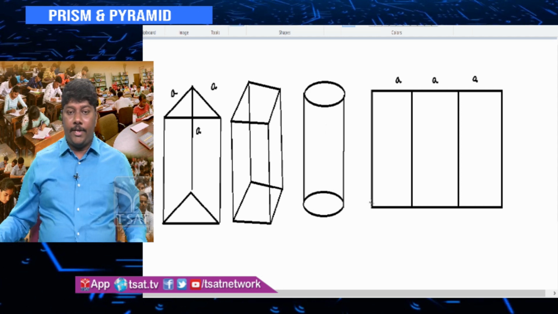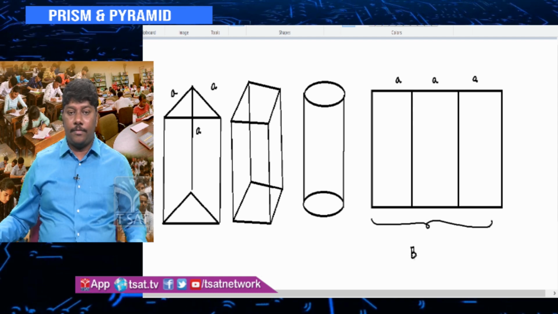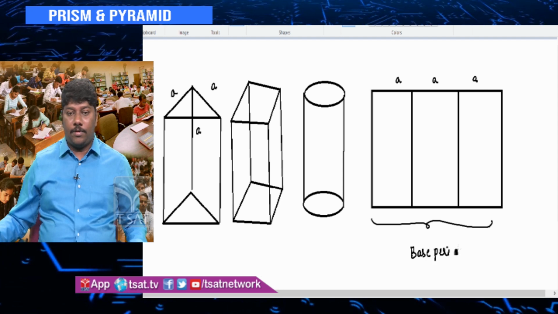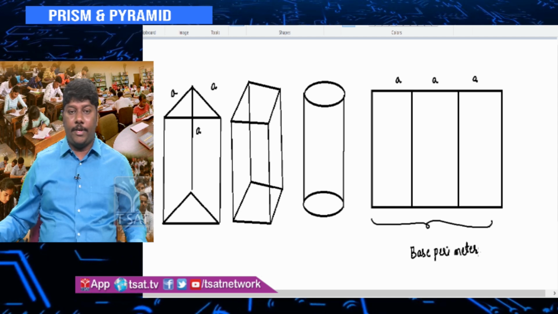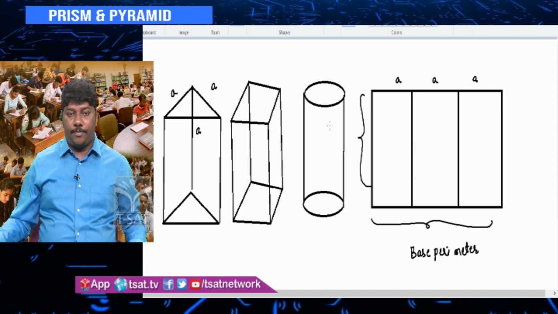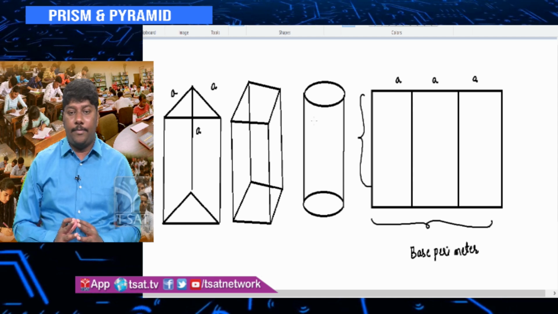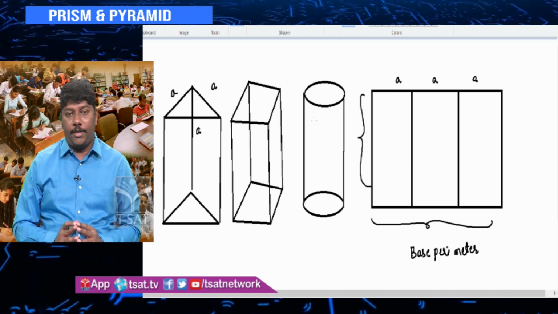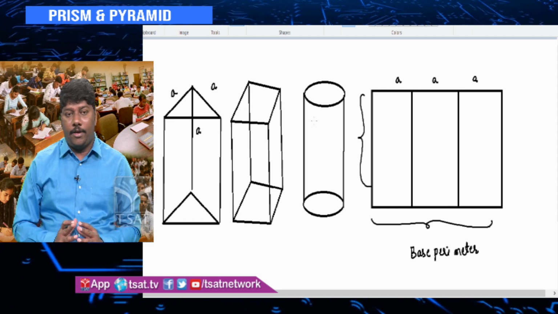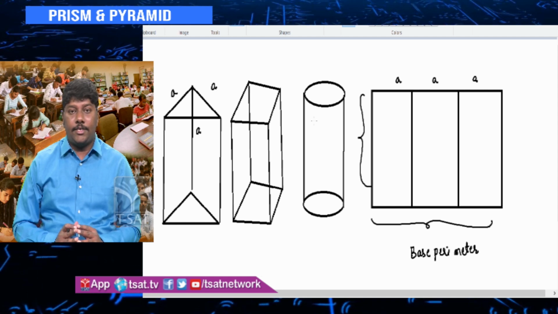So ultimately, for this rectangle, the length of the rectangle becomes the base perimeter. The height of this rectangle becomes the height of the prism given. I have taken a triangle here and opened it up, so I get a base perimeter, meaning the triangular perimeter, and the height is the height of the prism. If I open it up, I can find the lateral surface area. This rectangular surface is nothing but the lateral surface area.